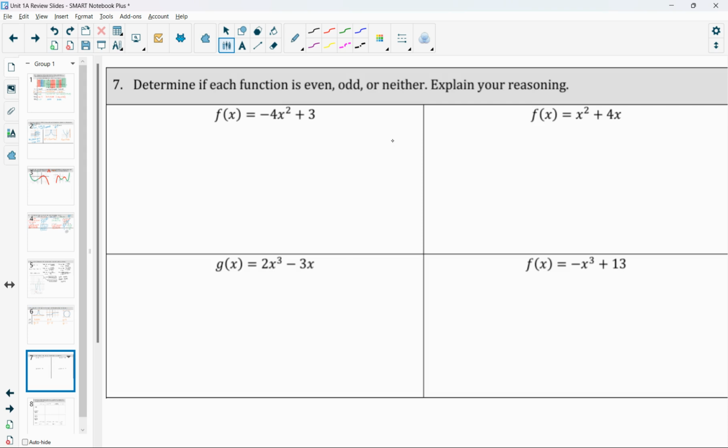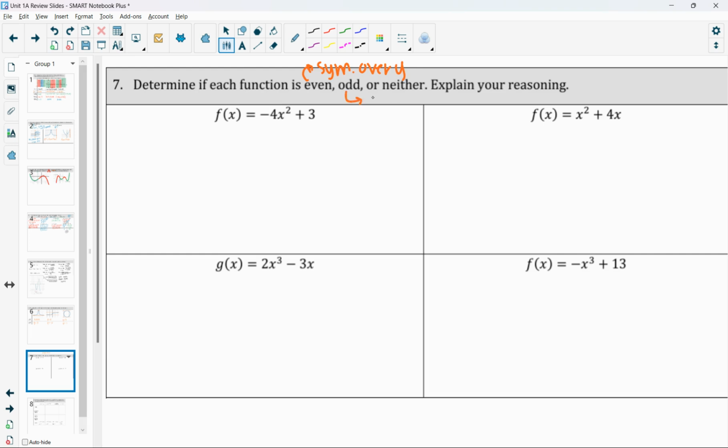Number 7, determine if the function is even, odd, or neither. So remember, you can certainly graph this in your calculator to find out. If it's symmetric over the y-axis, okay, so if it's symmetric over the y, then it's even.